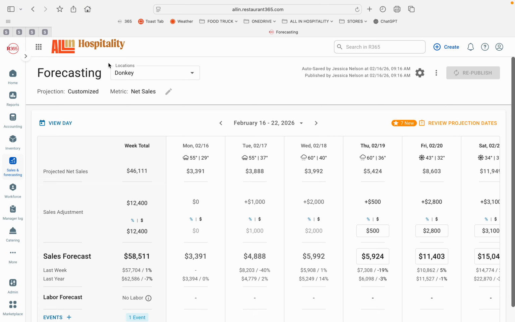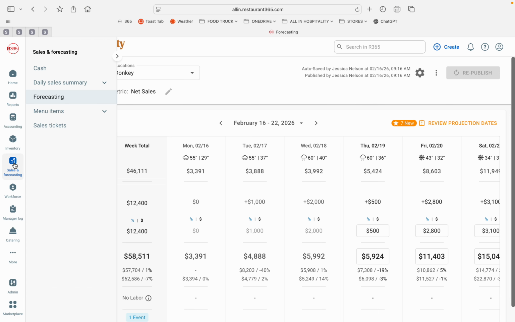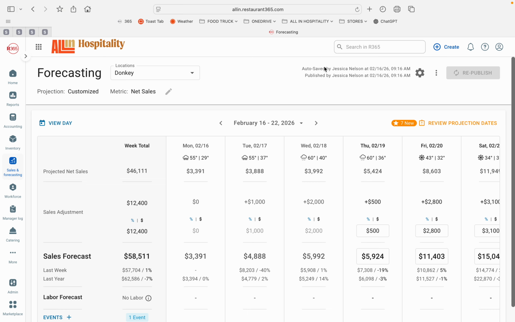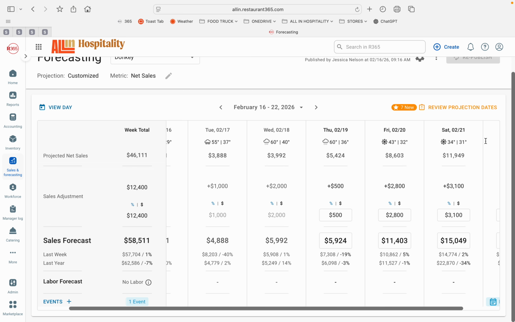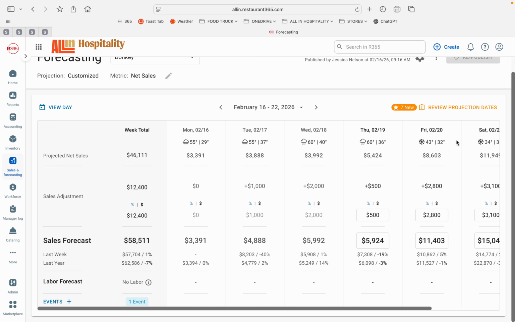Let's talk forecasting. From the sales and forecasting tab, up to forecasting, you're going to see our screen that looks like this. This is where the general managers spend their time when they're building out the forecast for the following weeks. A couple of fun things to note here: you're looking at the week as a whole breakdown. You've got your weekly total in this column here. It's also going to show you highs and lows and potential weather. It's a great way for you to understand what's ahead of you as you're writing your projections.